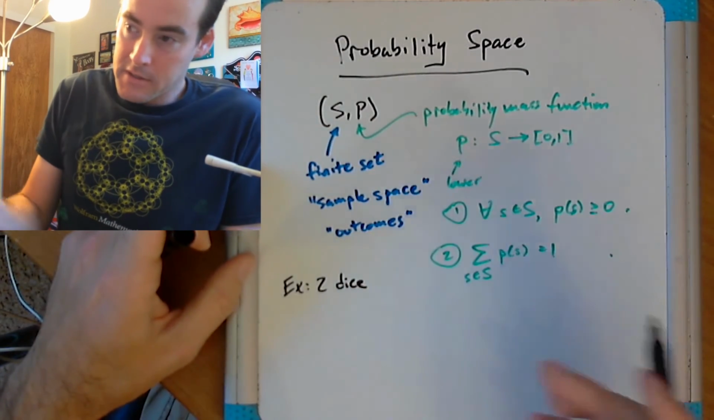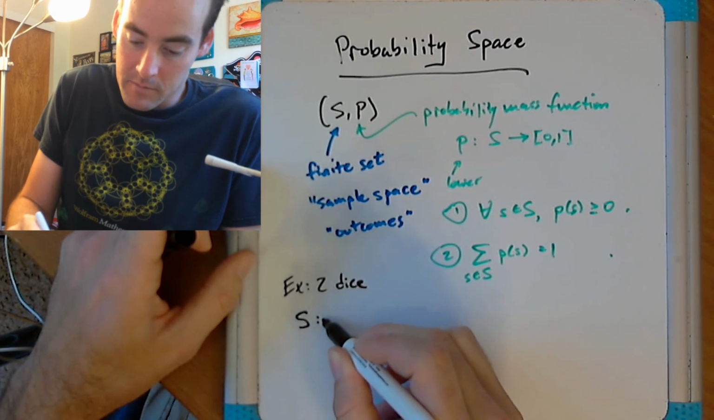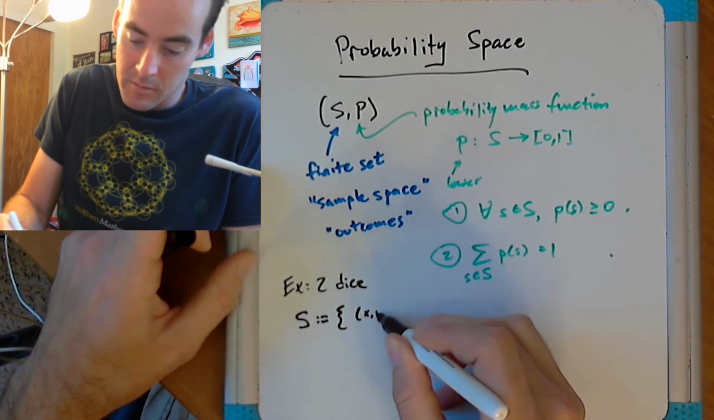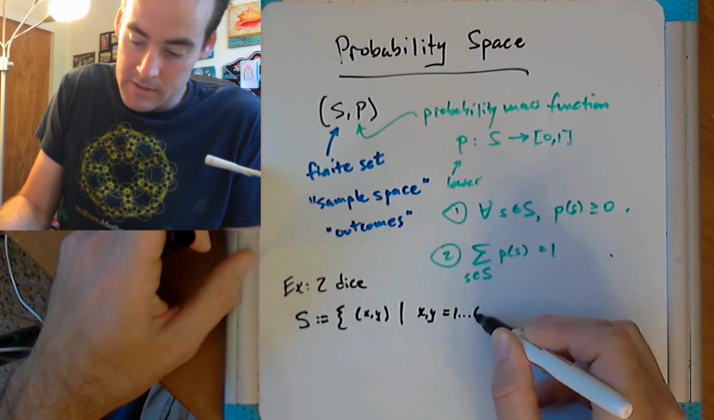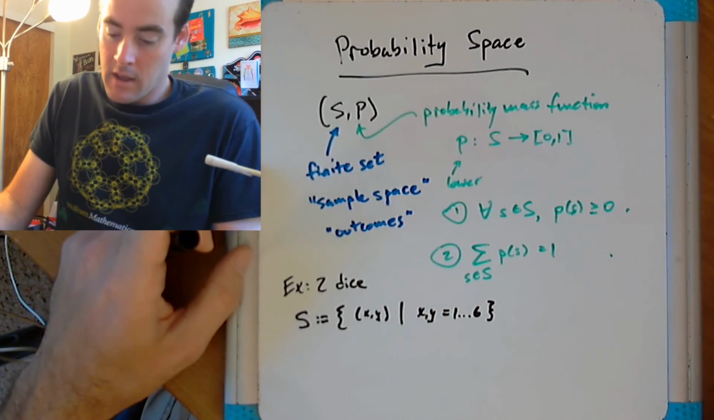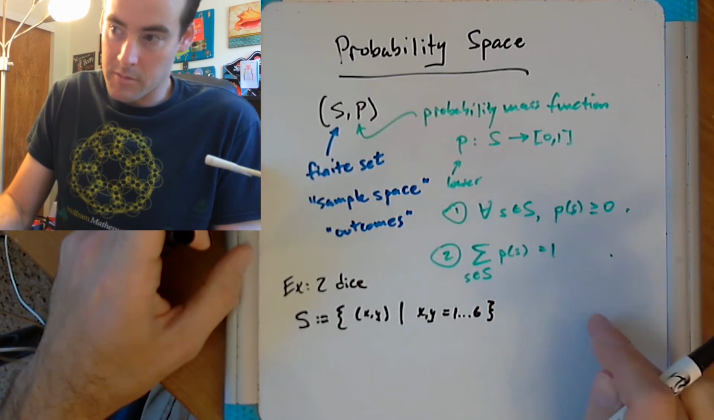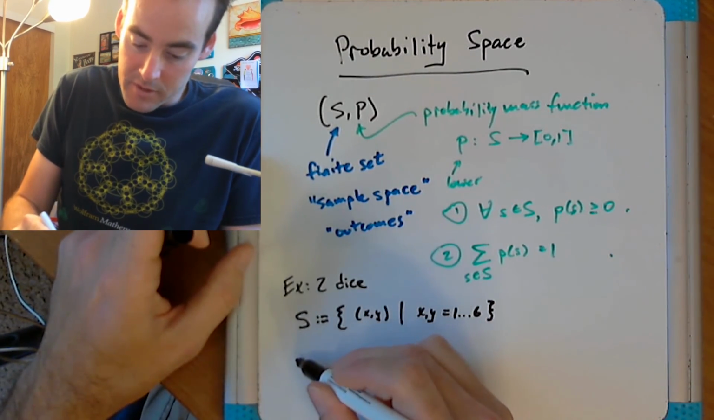So with 2 dice, I roll 2 fair 6-sided dice. The sample space is just all the pairs. Let's call them x and y, where x and y go from 1 to 6. Okay? And so this is 1, 1, 1, 2, 1, 3, and so on, all the way up to 6, 6. Okay, what's the probability mass function?